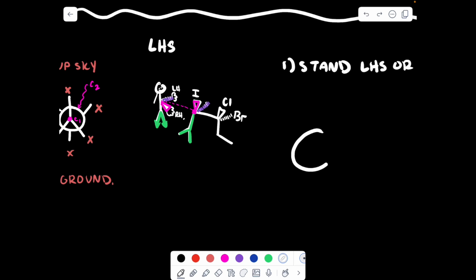So I draw the circle, okay? And I see the dash and the wedge are in the up orientation, so I'm going to draw two lines in the up orientation. And then I see in the down orientation, I have that isopropyl group. That's going to be the easiest group to put in.